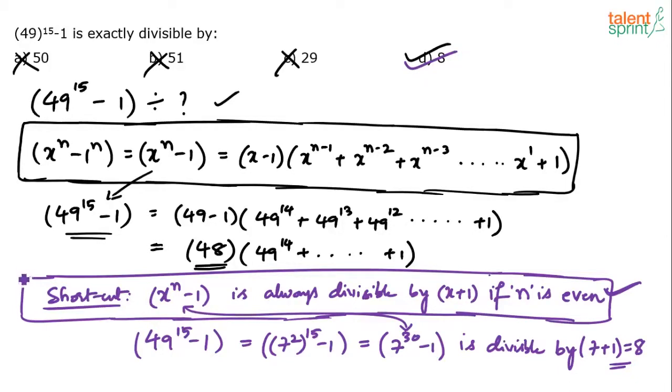So that one point you have to remember, right? A shortcut. The shortcut: x power n minus 1 is always divisible by x plus 1 if and only if n is even. So since n is even here, after expressing 49 power 15 as 7 power 30, you can use the formula, right? So 8 is the answer. Option D, 8 is the answer. I hope all of you have understood that.